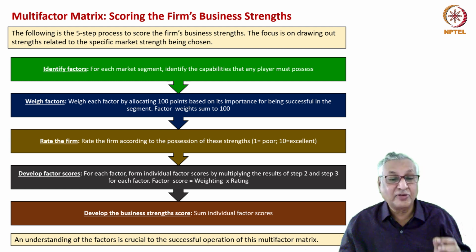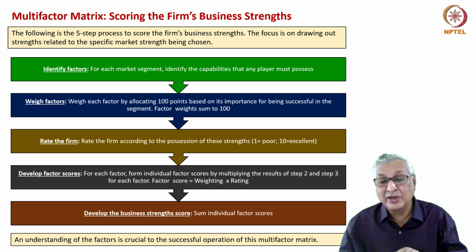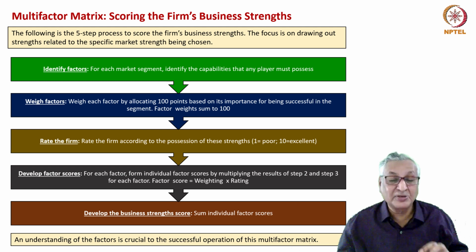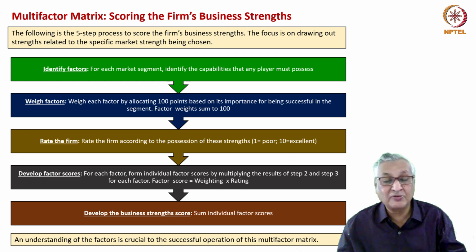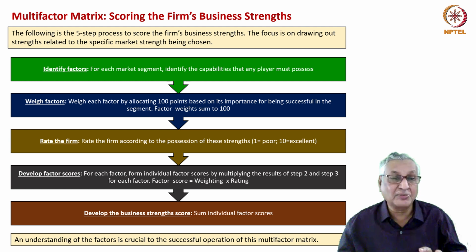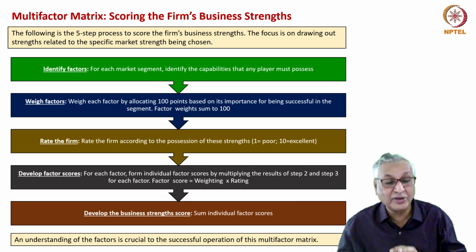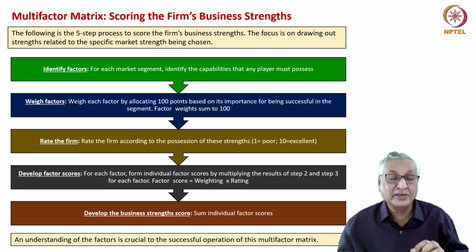Then develop the factor scores. You look at the total score for each factor by multiplying weighting into rating. Then you develop the business strength score, the sum of the individual factor scores. This is a very simple tabular formation which you can develop on your own. But again, here the choice of the factors, the weightages given and the rating become very important.